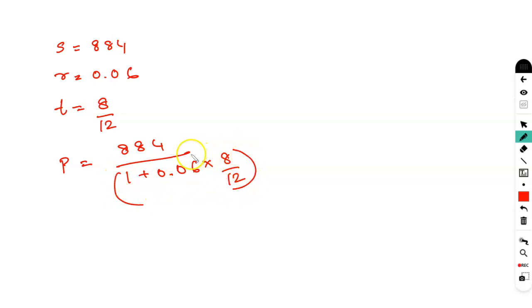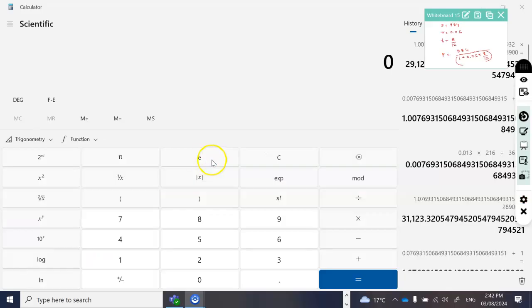While calculating the whole denominator, you need to calculate it together. If you are calculating the denominator separately, you should consider it to 6 decimal places and then divide it. If you are calculating it all together, make sure you are putting a bracket for the denominator. So let's see the calculation in the calculator.